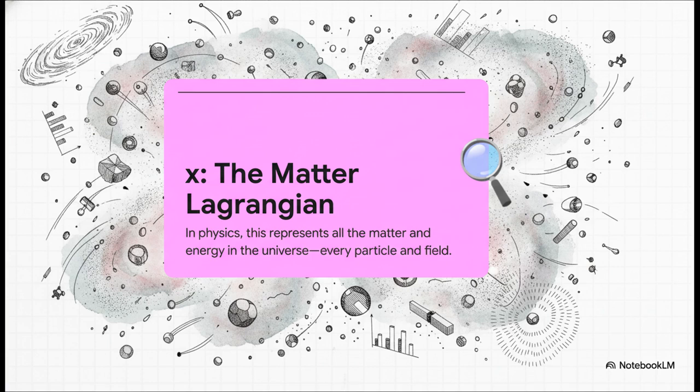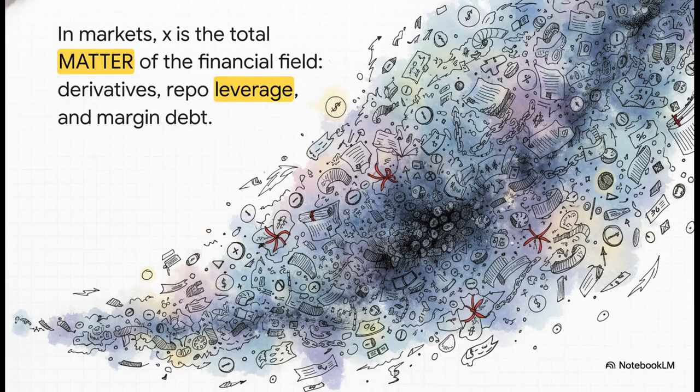Okay, next up is fader number 2, X. In physics, this is easy. It's just all the stuff in the universe. Every particle, every star, every bit of energy, that's all bundled into X. So you can probably see where this is going. The market's X is the total matter of the financial system. We're talking about the sheer weight of it all, the hundreds of trillions in derivatives, all the leverage sloshing around the repo market, every dollar of margin debt. It's the system's total mass.